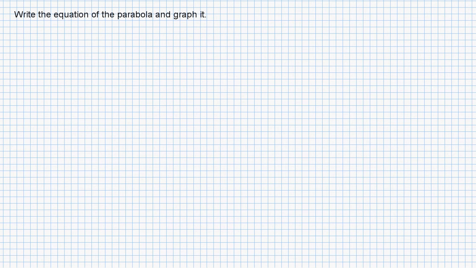This is Mr. Waters, and I'm going to do example 3 from the homework on page 620 where we're writing the equation of a parabola and we're graphing it. In this example, it's going to be a little different than the first two. We're going to be given that the vertex is at 0, 0.